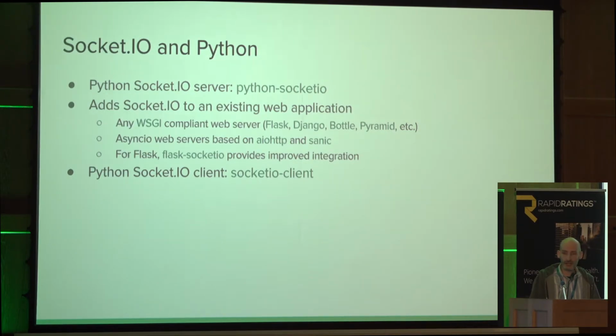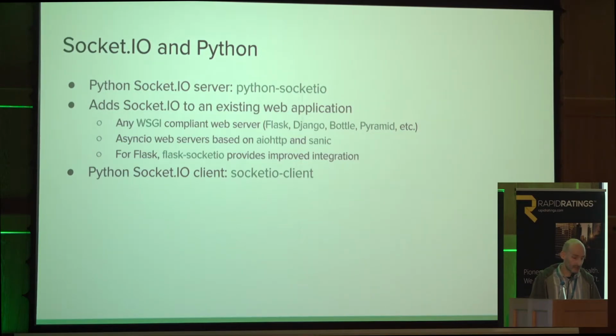It also supports Async.io. So if you're not into WSGI and you're into the more modern asynchronous web servers, I'm currently supporting AIOHTTP and Sanic. Sanic is a framework that's very similar to Flask, but it's on the Async.io side. Flask does not support Async.io.